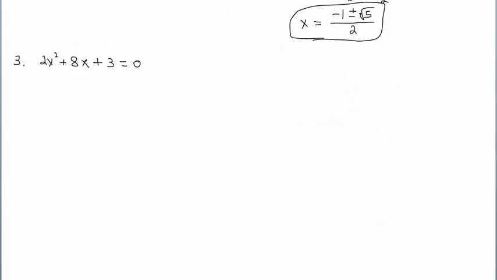Alright, so here we are with example 3. Notice that the objective is to complete the square. Okay, notice that a is not 1. But we begin the process the same way we do when a is 1.